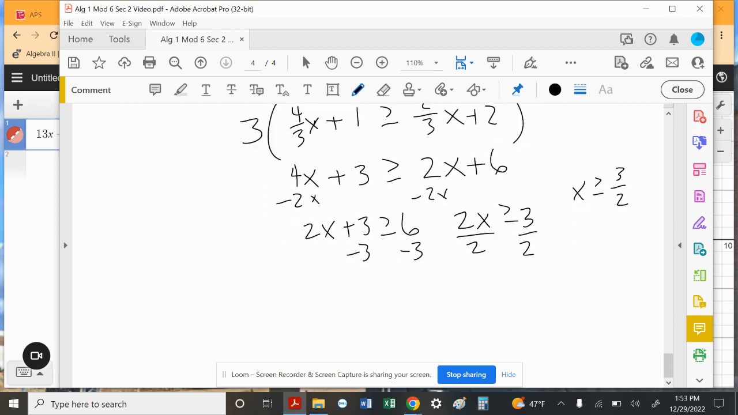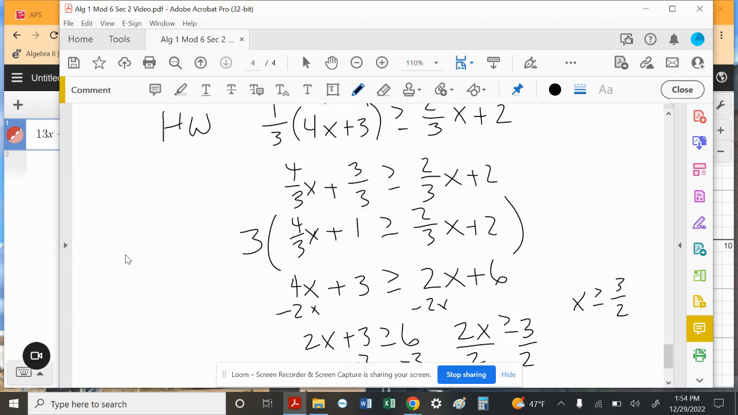So if I were to graph that, here is 0, here is 1, here is 2, here is 3. It's at 1.5. It's going to be a closed circle because of that equal sign, it's going to be greater than, so it's going to go to the right, and it's going to look like that.